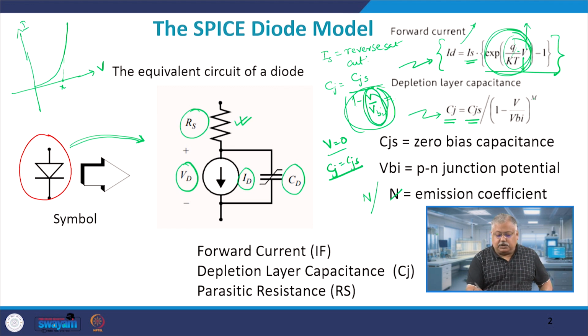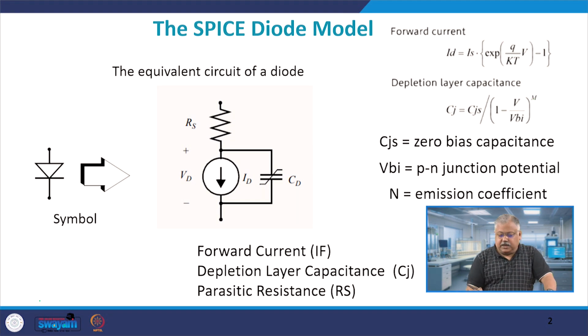Therefore, 1 minus this quantity starts to decrease, which effectively means this starts to increase. So, when you go on increasing the bias in the reverse sense, your capacitance tends to change. Now, how do you define V built-in? That is a major issue as far as a p-n junction diode is concerned.